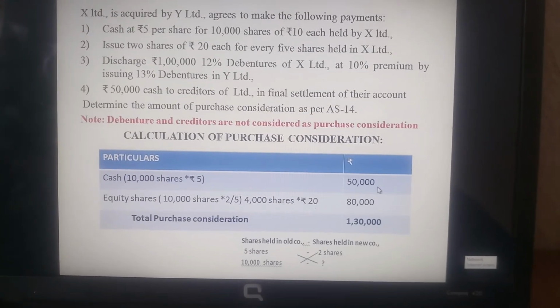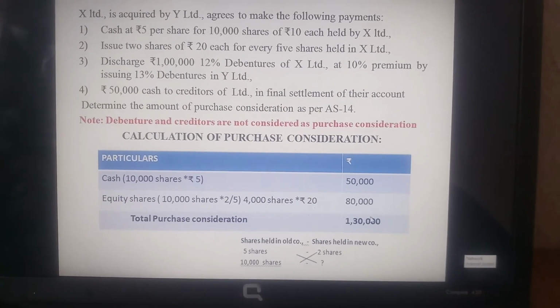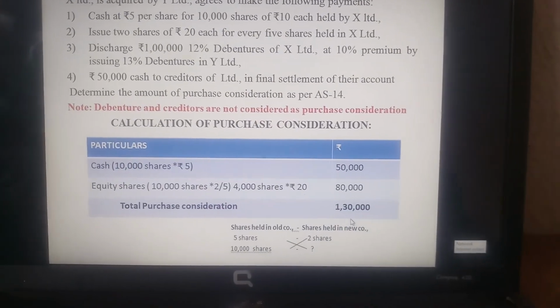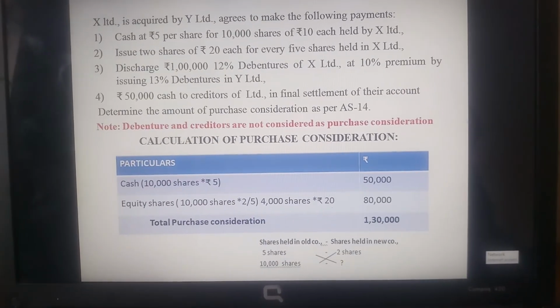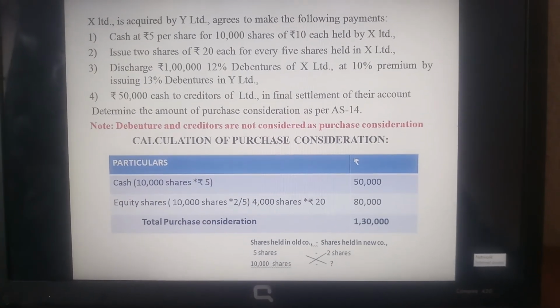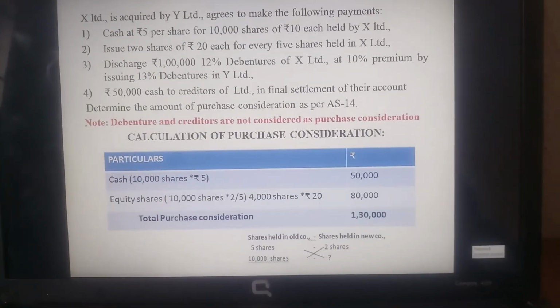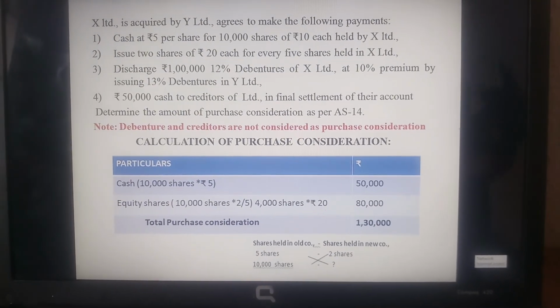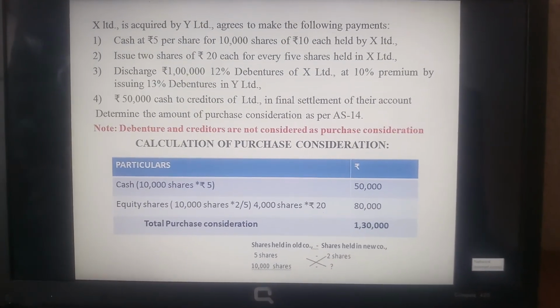So 50,000 as cash, 80,000 as equity shares. So the total value of 1,30,000 will be paid as purchase consideration under net payment method. So the name itself implies net payment method. The mode of payment we have to consider to calculate purchase consideration under net payment method.